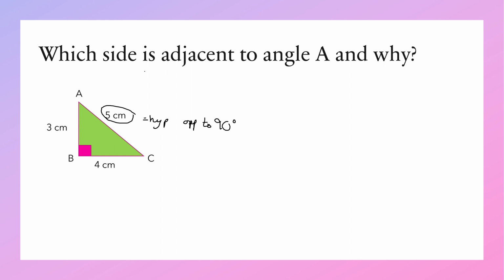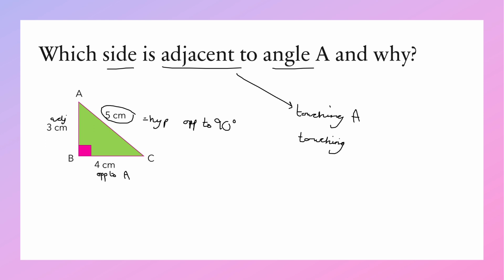Okay, now we ask which side is adjacent to angle A, so I'm going to label this side opposite to A. Which side is adjacent and why? Well, we know this is the hypotenuse, so the adjacent side has to be this one. And why is it adjacent? It's touching A, but it's also touching the right angle, or 90 degrees. So it can't be the hypotenuse ever.